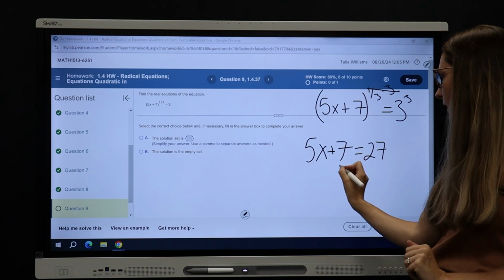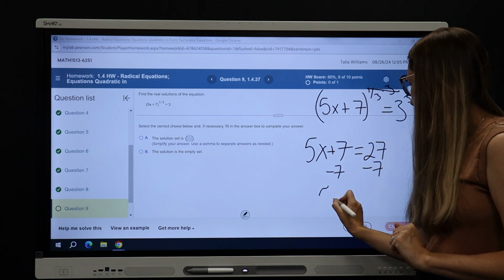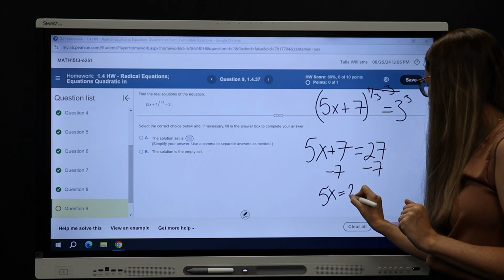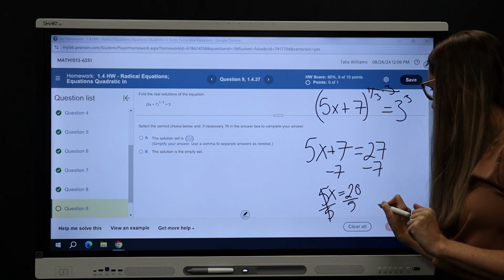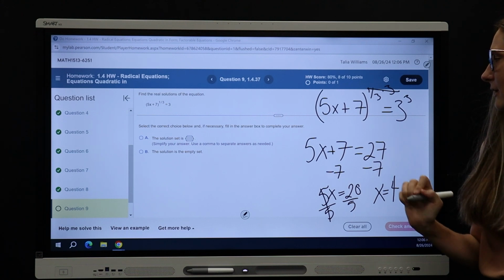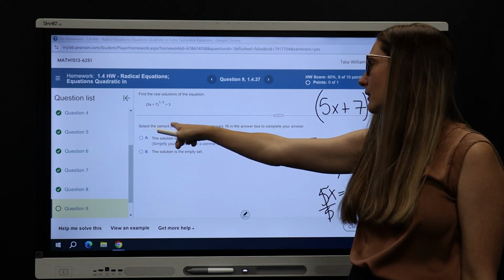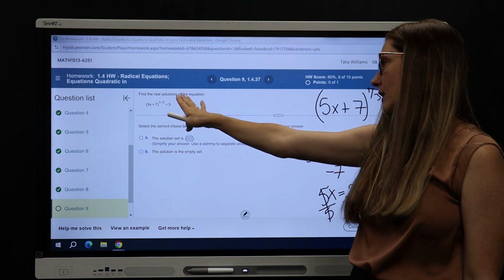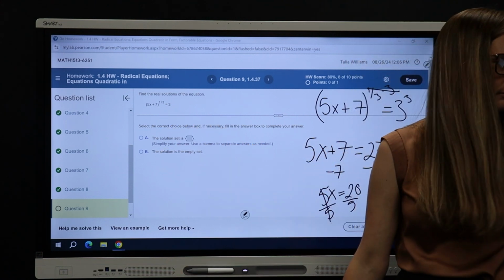So 3 times 3 is 9, times 3 is 27. And then we'll solve for x, so we would subtract 7. And then I would have 5x equals 20. And we would divide by 5. So x equals 4. If we did that over here, 5 times 4 is 20, plus 7 is 27, and then the 3rd root, cubed root, is 3.